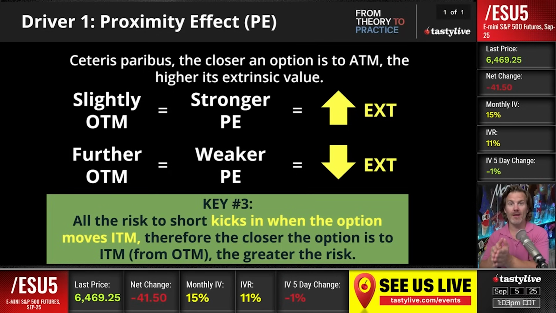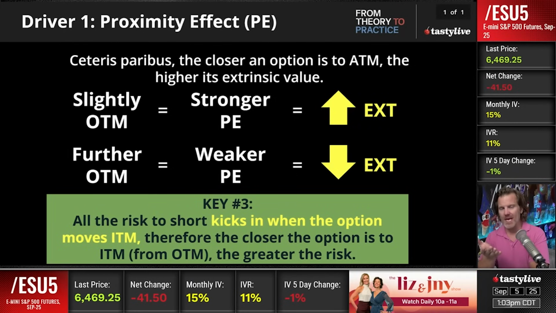If you are slightly out of the money, maybe one or two strikes away, you're going to have a very strong proximity effect, putting a lot of pressure on the extrinsic value to be higher. The reason why that is the case, let's skip down to the key right now because I think it'll be really helpful. Remember, all the risk in that little contract between the long side and the short side rests with the short side.